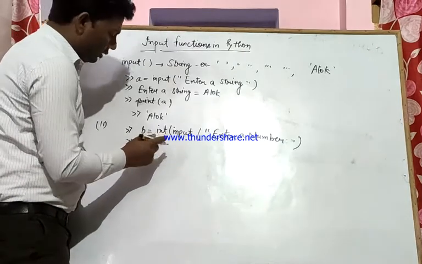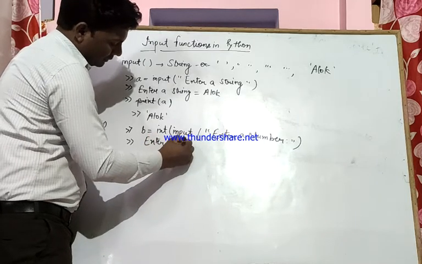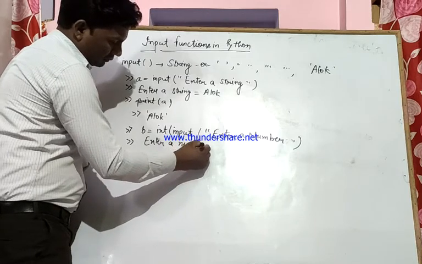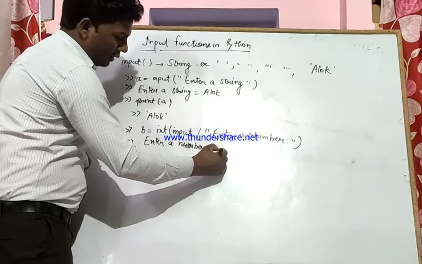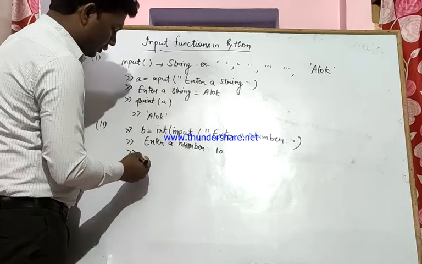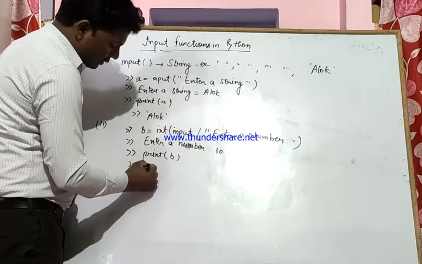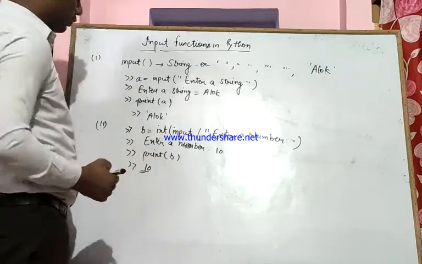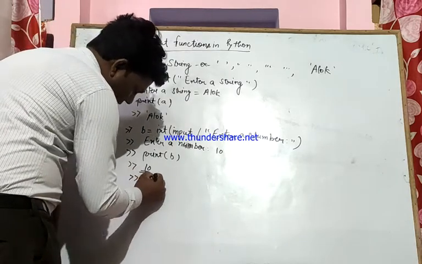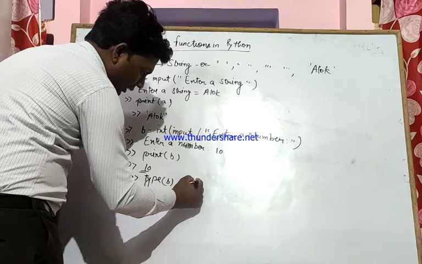When you execute this line on the command prompt, you will get a message, enter a number. Just input 10. When you print the value of b, using the print function, print b, you will get your answer as 10. So this is your integer value. If you want to check the type of that value, you can use the type function, type, then the variable. It will return the integer.